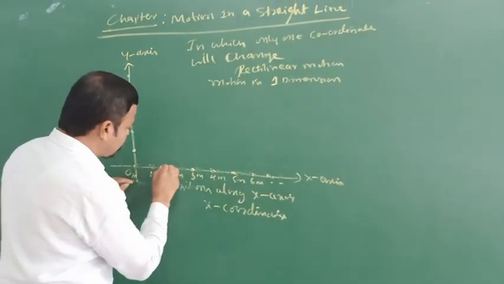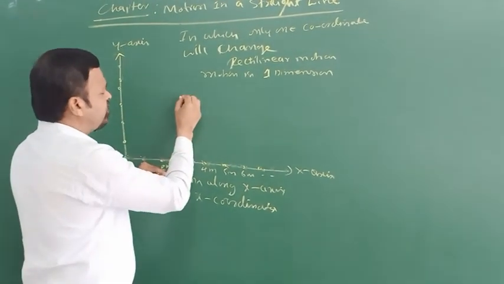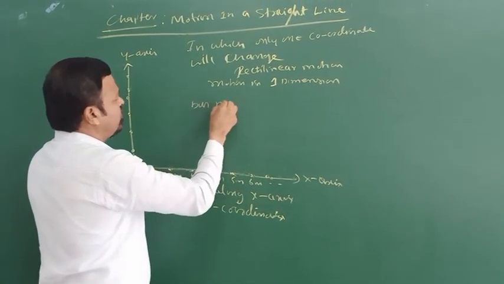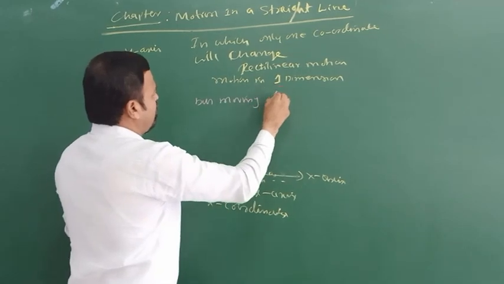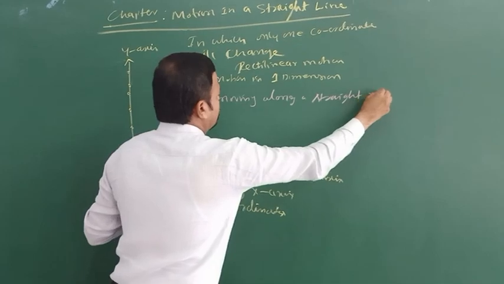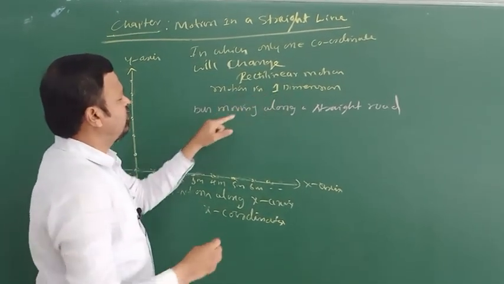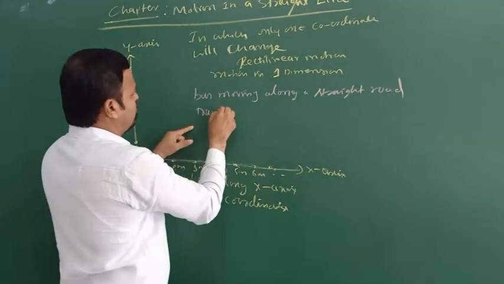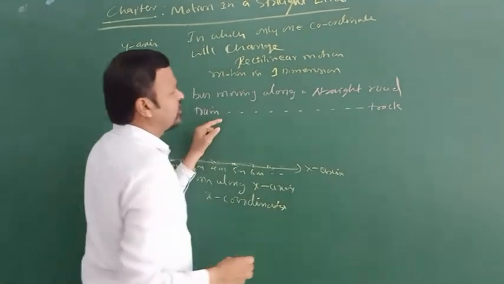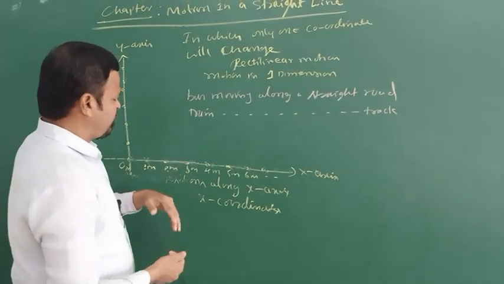Such a motion is called motion in one dimension. For example, a bus moving along a straight road is the best example of motion in one dimension. A train moving along a straight railway track is also an example of one-dimensional rectilinear motion.